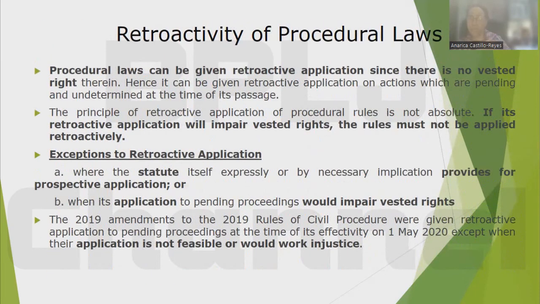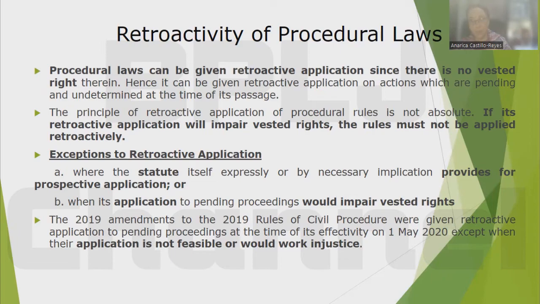Okay, can procedural laws be applied retroactively? The answer is yes. They can be given retroactive application since there is no vested right therein. It can be applied to actions which are pending and undetermined at the time of its passage.